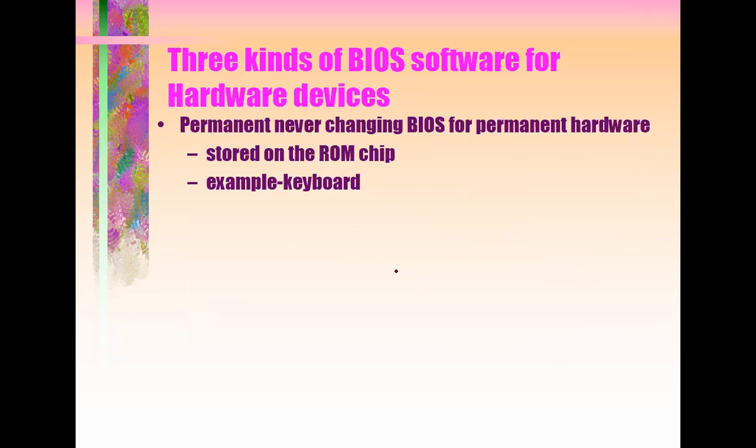So there are three kinds of BIOS software for hardware devices. So there's permanent BIOS for permanent hardware, and that is never changed. It is stored on the ROM chip. Example is the keyboard BIOS. So the software that enables the communication between the CPU and the keyboard, the initial communication is allowed by the BIOS, right?